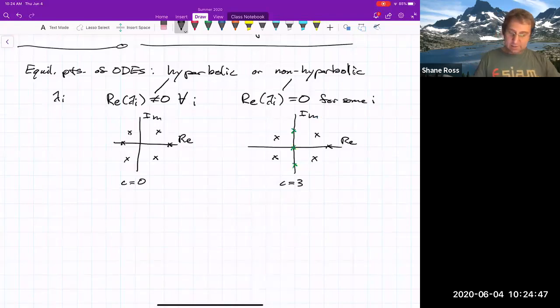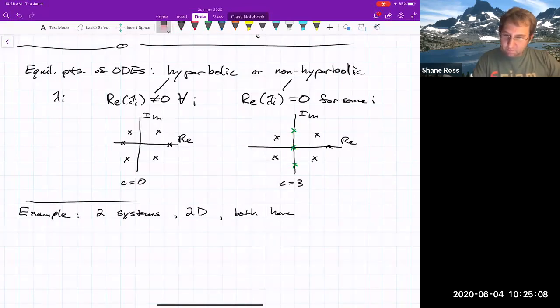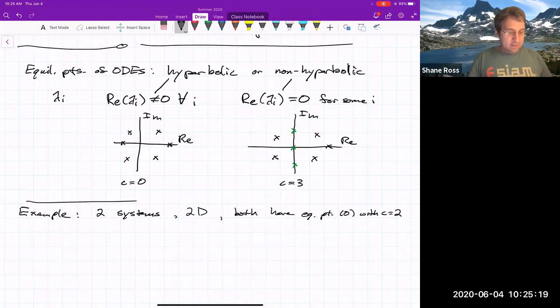So let me give an example. These are two systems that are 2D and both have a fixed point, an equilibrium point at the origin, with a two-dimensional center manifold. So what's going on? They each have a linearization matrix A whose eigenvalues are plus or minus i. So they're definitely on the imaginary axis.